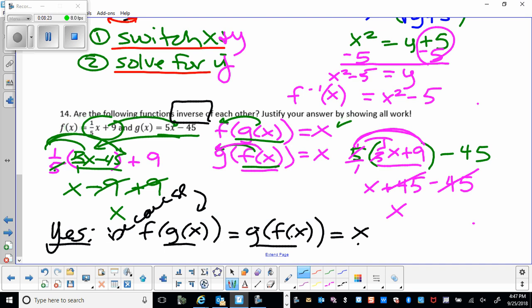And that is the end of the review. That is the end of our function unit. Good job. Good work. And now you're ready for that test.